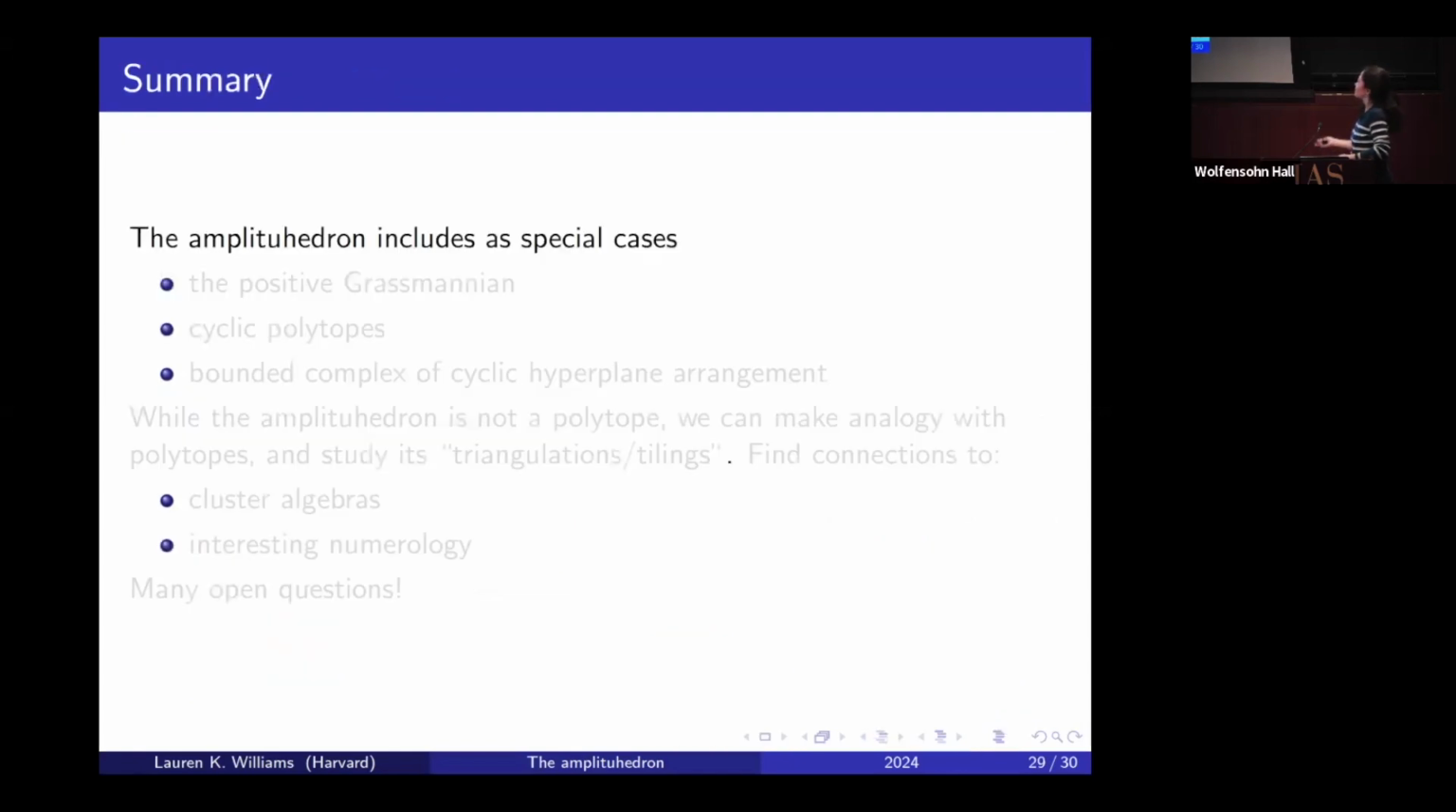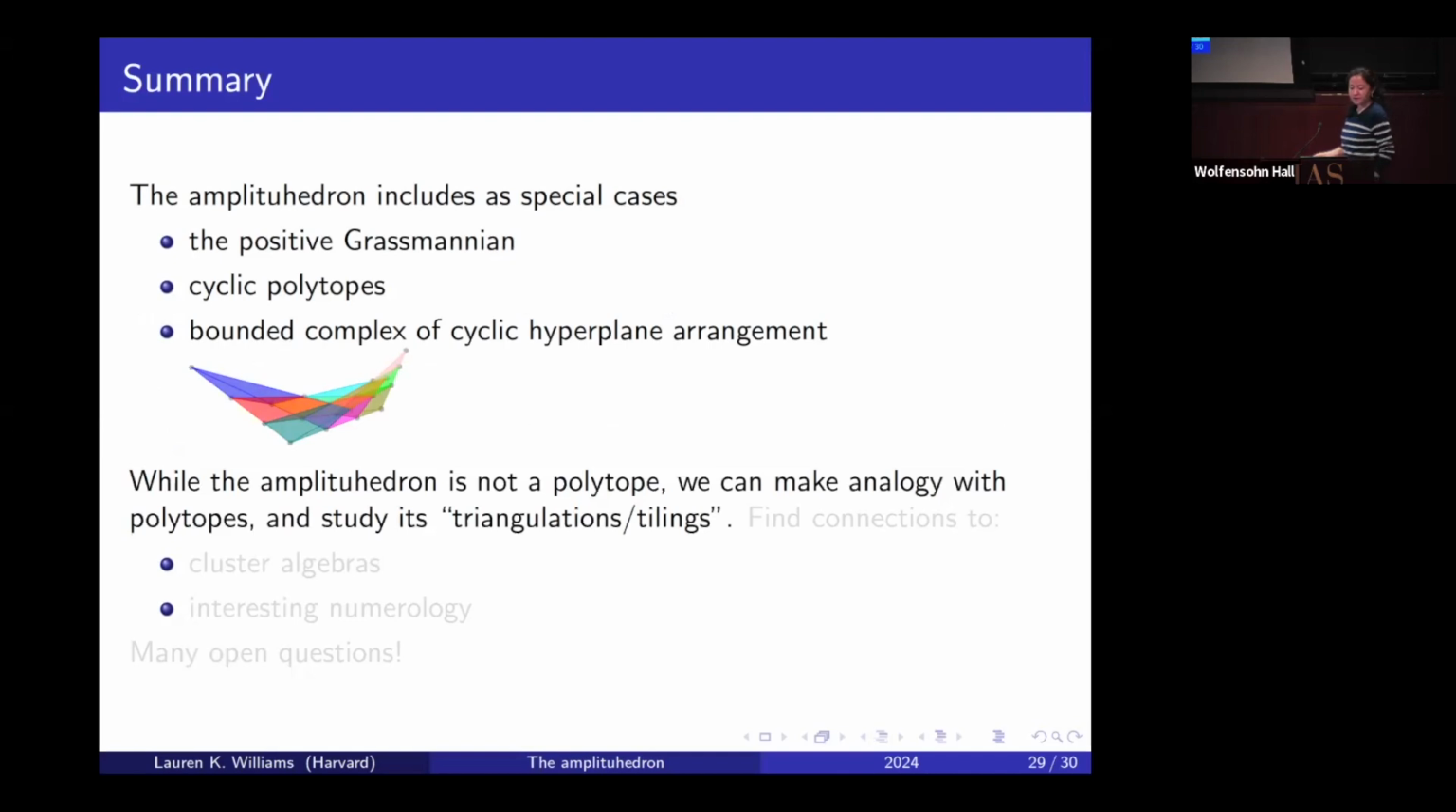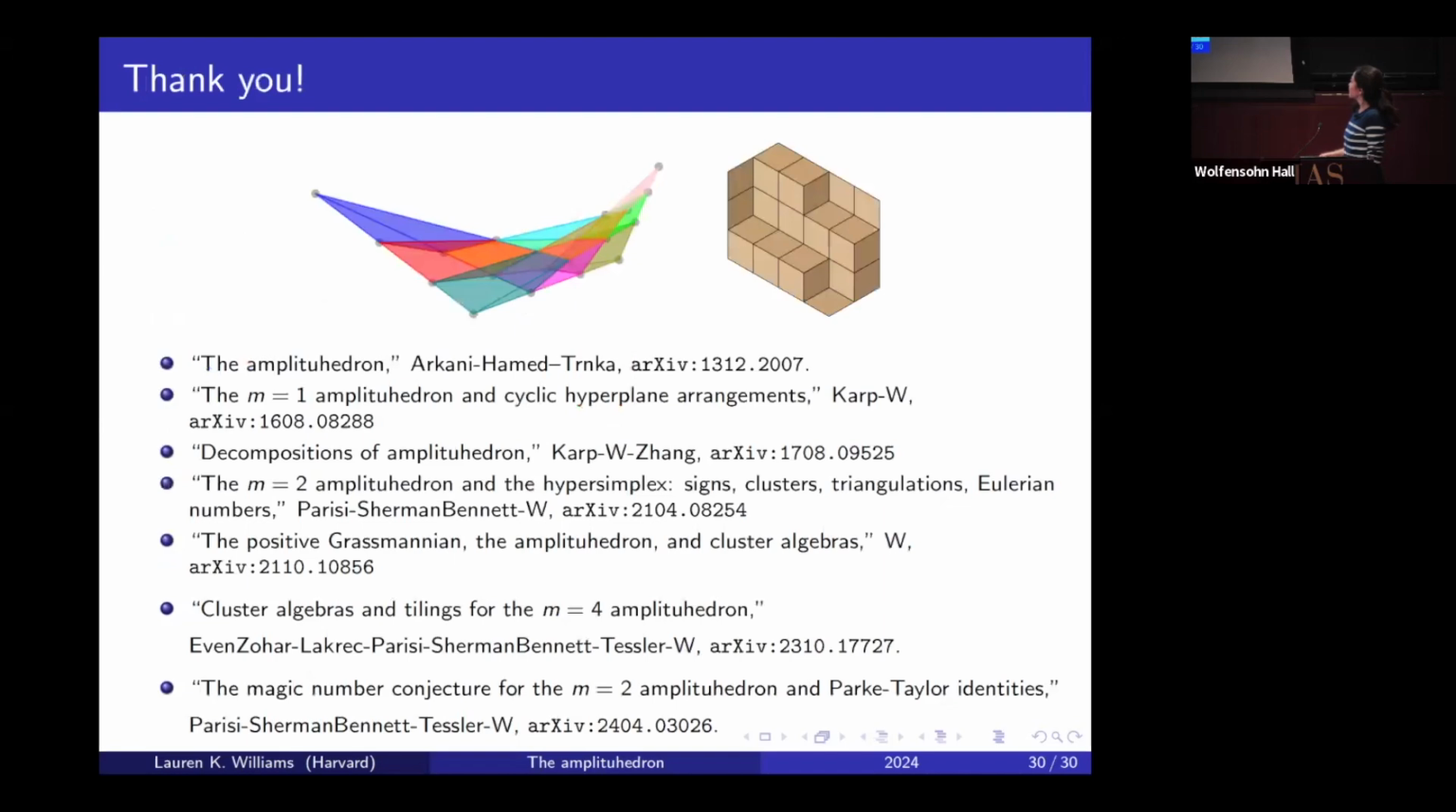Okay, so just as a summary, the Amplituhedron includes as special cases many interesting objects: the positive Grassmannian, cyclic polytopes, the bounded complex of cyclic hyperplane arrangements. And while the Amplituhedron is not a polytope, we can make an analogy with polytopes and study triangulations, tilings, facets. And then we get these beautiful connections to cluster algebras and enumerative combinatorics. So I will stop there, and here are some references.